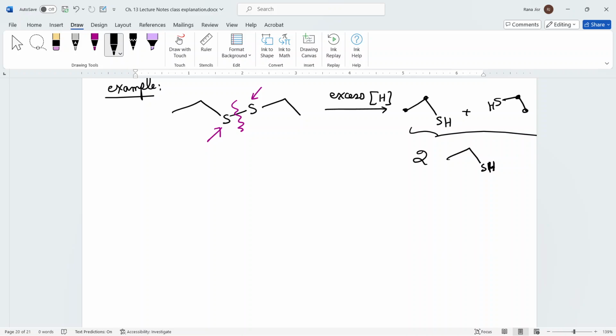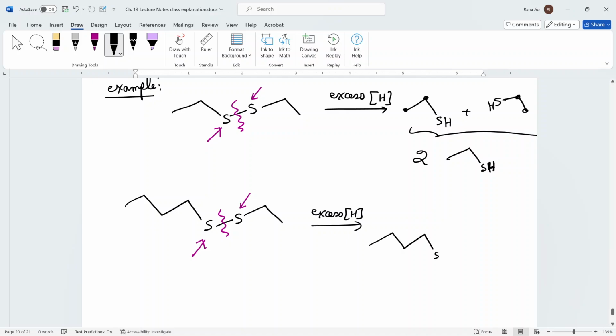On the other hand, let's say I have an unsymmetrical disulfide, something like this, with excess reducing agent. Same idea. The disulfide bond is going to break. I'm going to add a hydrogen here, and I'm going to add a hydrogen there. My product in this case is going to be an SH plus, on the other side, my SH. I cannot combine those two because these are different thiols. So that is going to be my product.